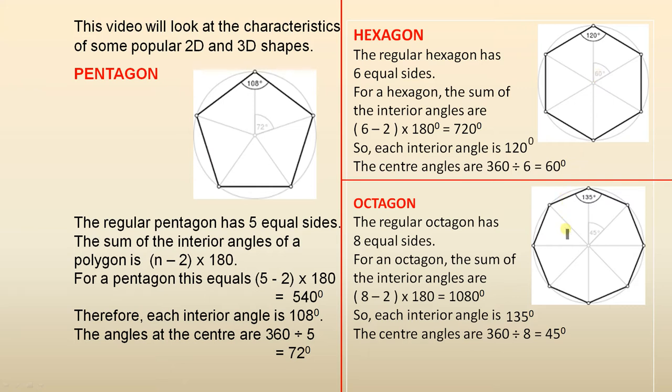The octagon has 8 equal sides. That's the regular octagon. So the sum of the interior angles here is 1080, because it's 6 times 180. 6 times 180 gives you 1080. If you divide 1080 by 8, that gives you 135 for each angle. So the centre angle is 360 divided by 8, which gives you 45 degrees.